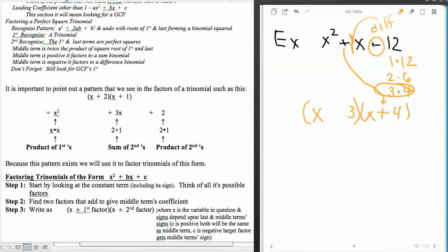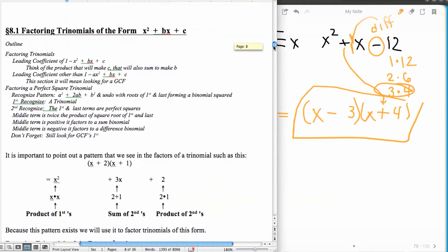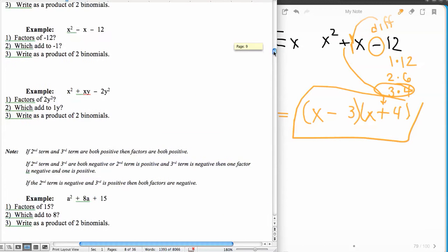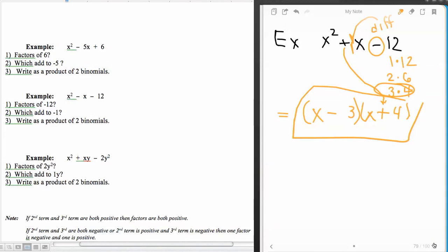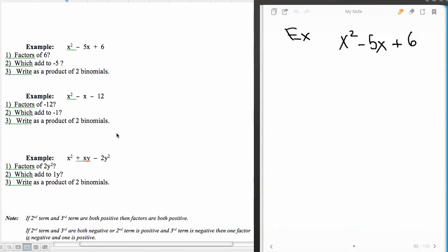And when we have a difference, a negative here in the constant term, then the other sign is the opposite. So our middle sign was a plus, and then the opposite is a minus. And there we go. That's how that one factors. So now let's go ahead and look at our next examples here. Maybe you pause them and try them on your own before you see me do these.